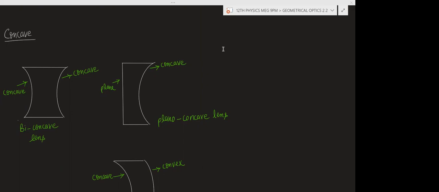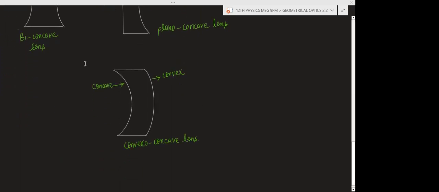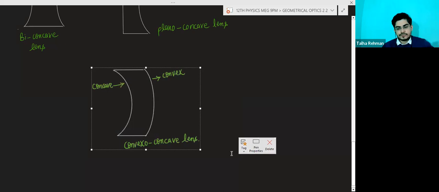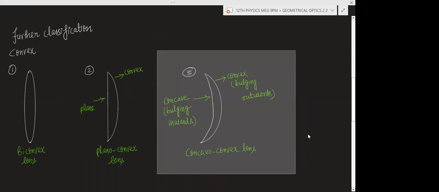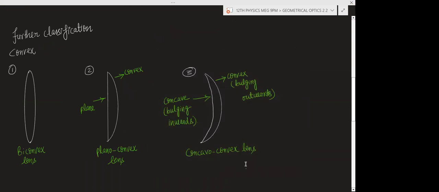Sir, these two lenses, convexo-concave and concavo-convex, are the same, right? You are talking about this lens and this lens. Yes, sir. No, these are not the same lenses.